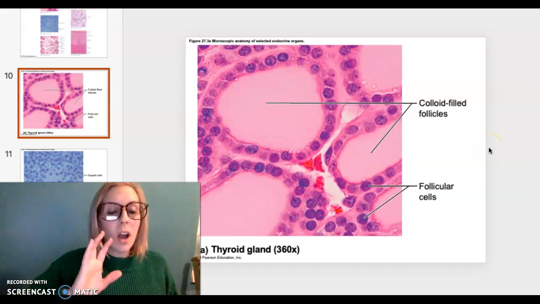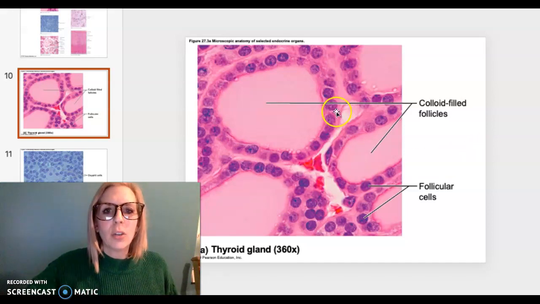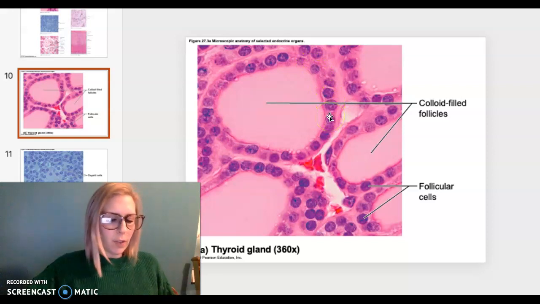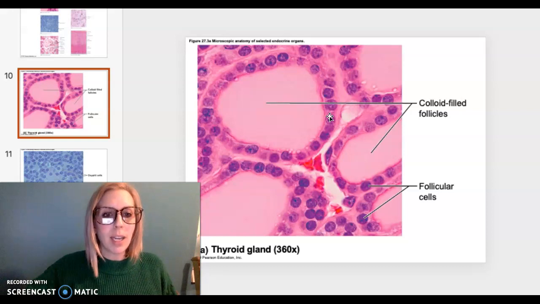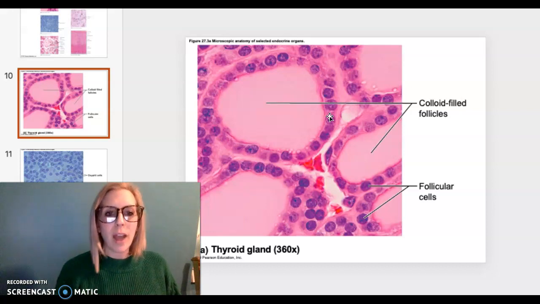Now, when you look around that colloid-filled follicular area on the thyroid gland, you're going to see this simple cuboidal epithelium surrounding. These are called the C cells or the parafollicular cells, and the parafollicular cells or the C cells are responsible for producing calcitonin. Calcitonin is a calcium regulator in the body. It's going to be the antagonist or oppose the PTH or the parathyroid hormone. We'll talk about the parathyroid gland in a few minutes. And it is going to help to regulate the levels of blood calcium, reducing the calcium levels in the body.